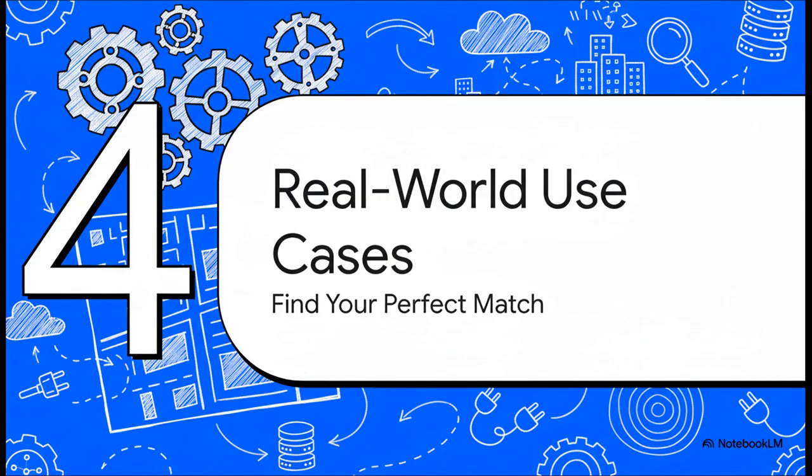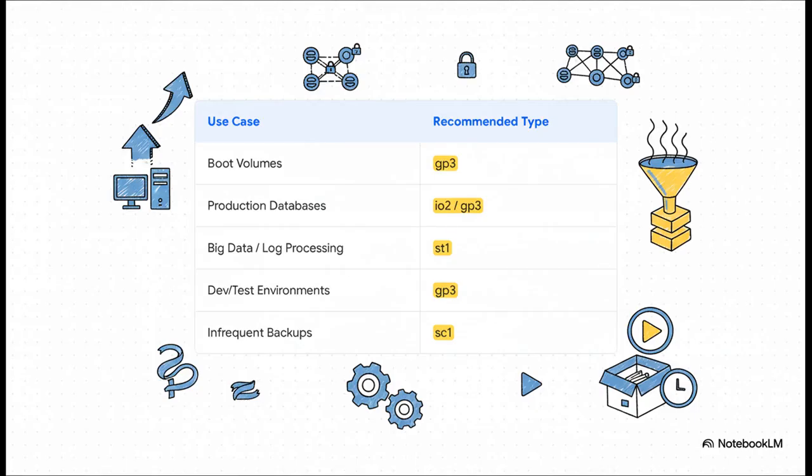So, theory is great and all, but let's bring this back down to earth. How do you actually map these different volume types to the stuff you're building in the real world? Let's get practical. Okay, this slide right here, this is basically your cheat sheet. You need a boot volume for your server? Use GP3. Simple. Running a monster production database? You should be looking at IO2. Chewing through logs? ST1 is your best friend. For all your dev and test environments, GP3 is going to hit that perfect sweet spot of price and performance. And for those backups that just sit there, SC1, it's the cheapest way to go.